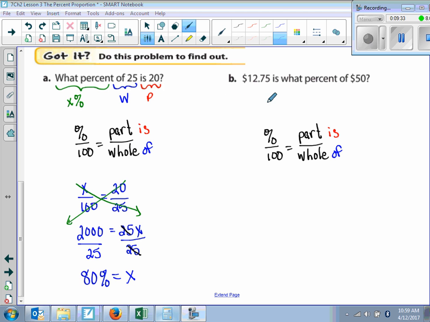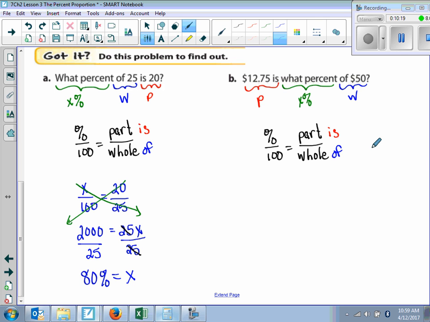Here, for example B, we have $12.75 is what percent of 50? So what are we solving for? Percent. We're solving for the percent. Now, notice that the "is" is right next to the percent. But is the percent the "is" number? No. 12.75 is the "is" number. So it's what percent, that's what we're solving for. That's our x. The "is" number is right there. That's the part. And the "of" number is 50. And that is the whole.